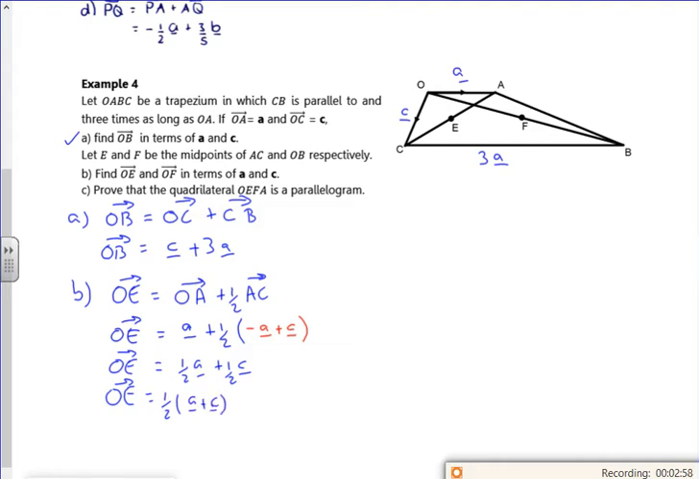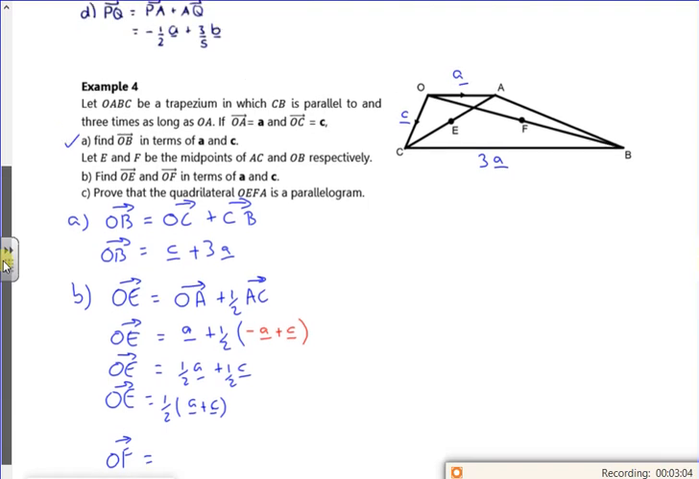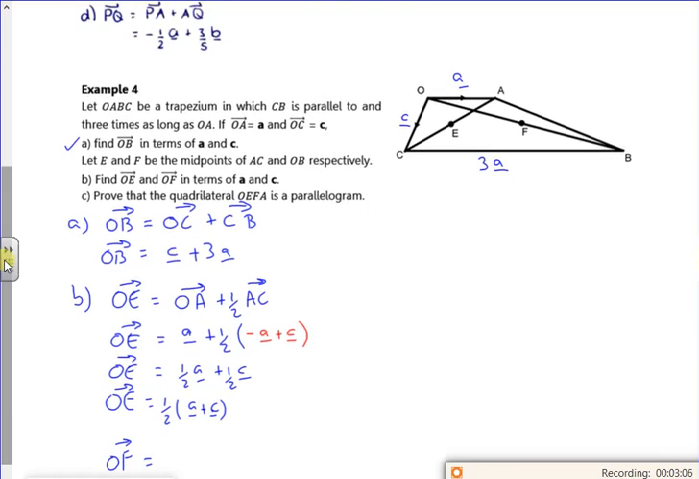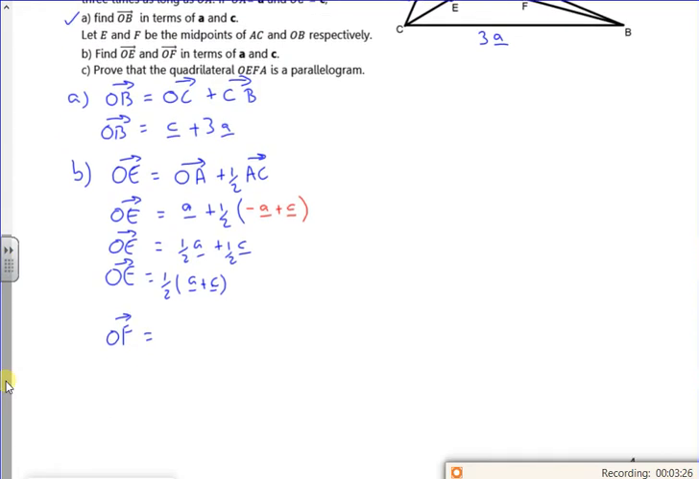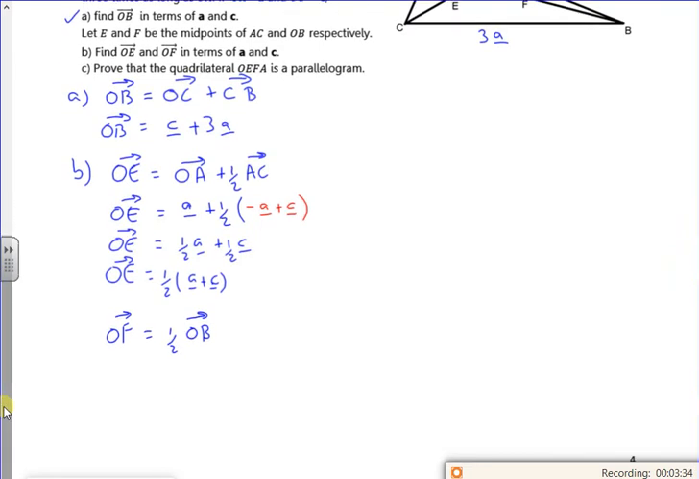Right, so I've still got OF to find, haven't I? OF. So to get from O to F, I need to go from O to C and then... let's have a look. O to F is a half of O to B. So that's a half of the vector from O to B. Now, how would I get from O to B?